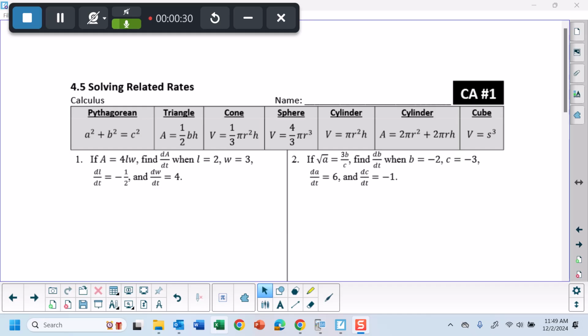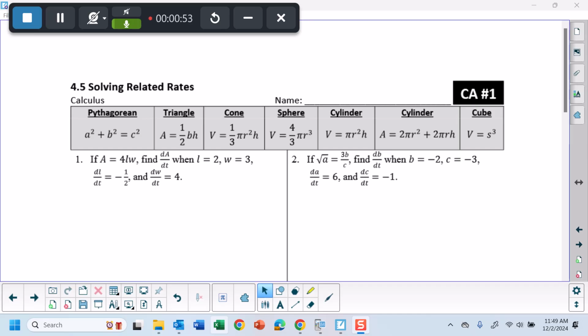So the Pythagorean theorem, I think we're pretty good with. Triangle, maybe the cone is new to you. The sphere, 4/3. There's actually a pretty cool geometry lesson that I like to do. It shows you the relationships between the cone and the sphere.